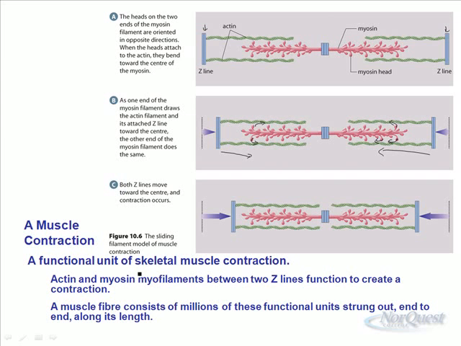So actin and myosin myofilaments between two Z lines function to create a muscle contraction. A muscle fiber consists of millions of these functional units strung out end to end along the length of a muscle fiber. So what you'd see is inside here we have a Z line and a Z line, and then there's one strand of actin and myosin. They're going to get pulled this way. We're going to have another one right beside it, another Z line here, and it would get pulled in the same sort of direction. So all of these Z lines are getting pulled closer and closer together, causing the muscle to shrink.